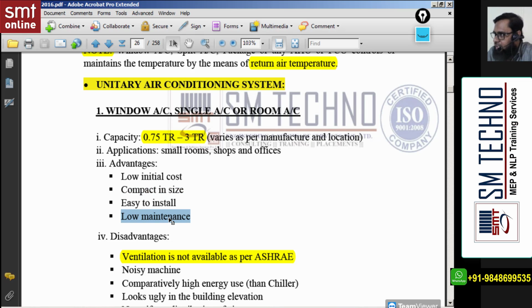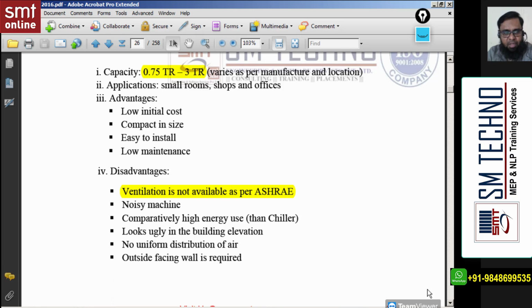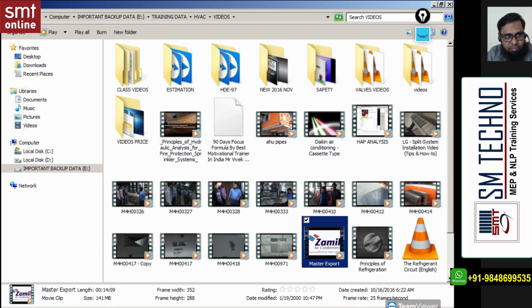Next, low maintenance. If you do servicing and cleaning once in a season, it can run a minimum of 3 to 5 years or more, as per the usage and the location. But the disadvantage here is that ventilation is not as per ASHRAE or any standard. Why? I'll show you one more image to get this idea.